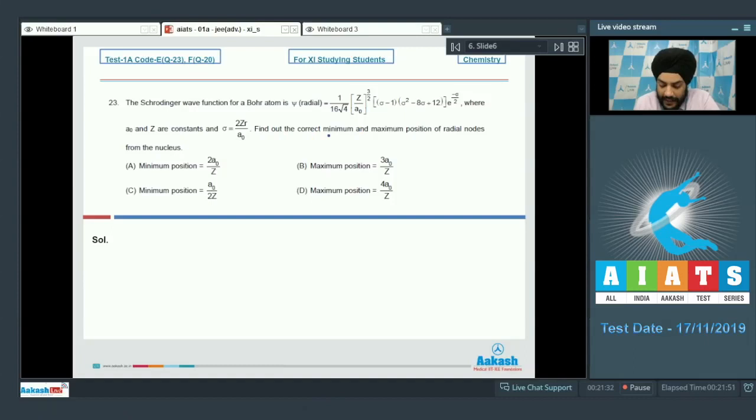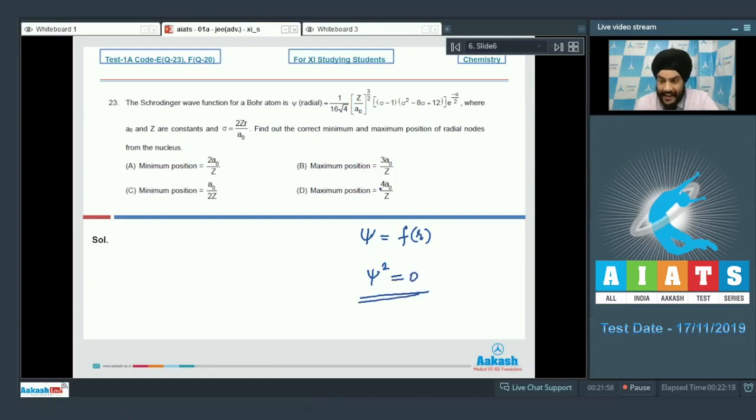We have to find out the correct minimum and the maximum position of radial nodes from the nucleus. So students, if we talk about the given function, we have been given psi as a function of R in this case. The examiner seems to be interested in the position of the radial nodes. So students, to find out the radial nodes, we need to find out the positions where the value of psi square is equal to 0.